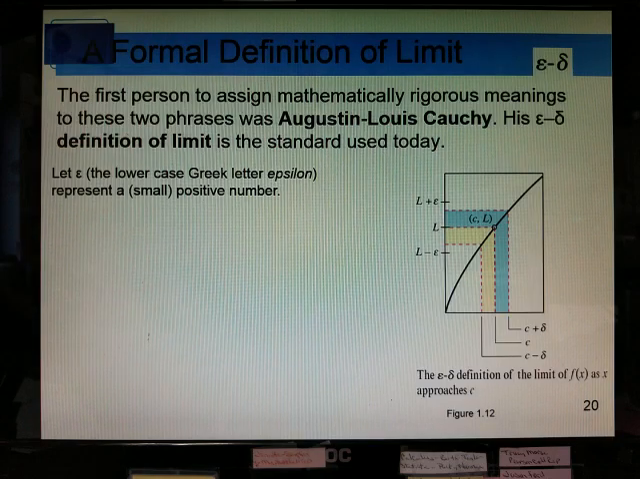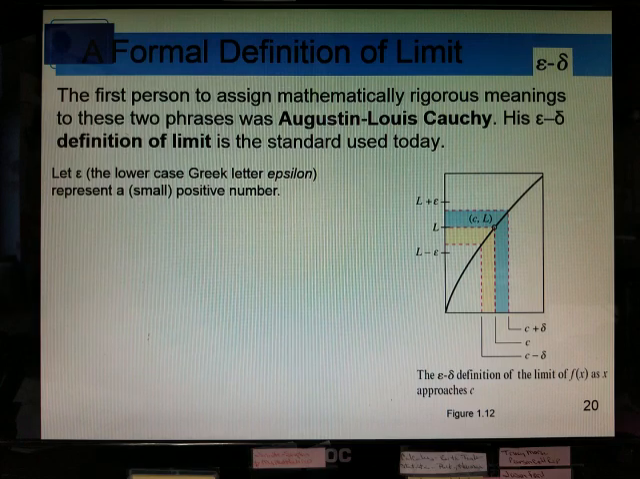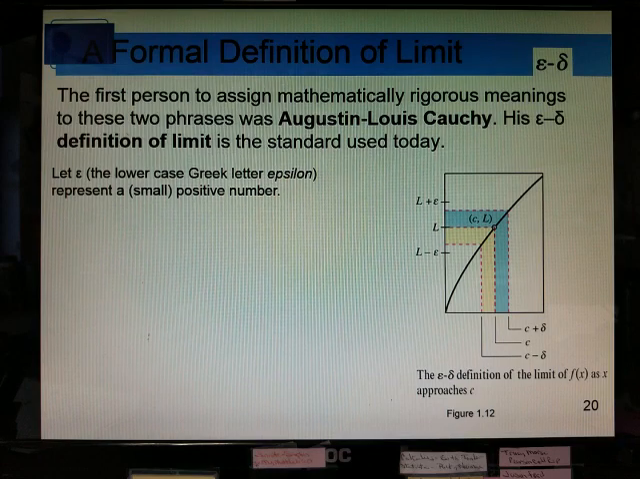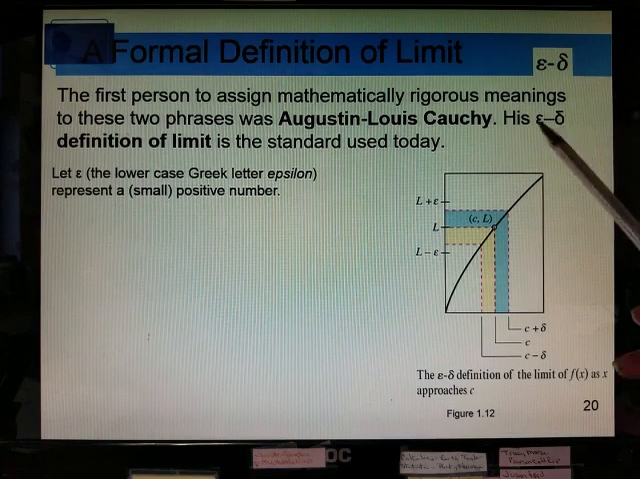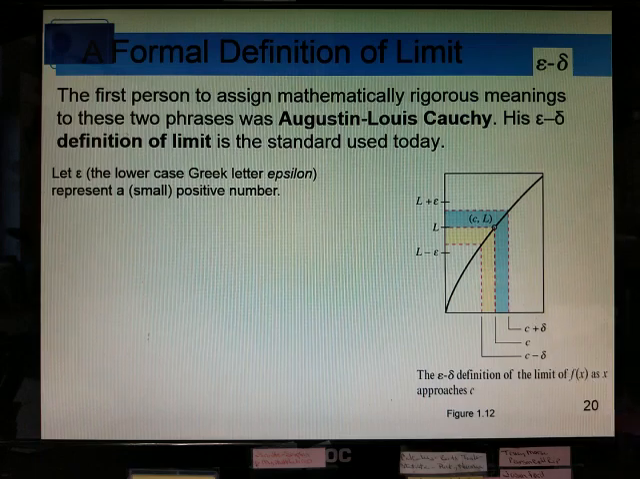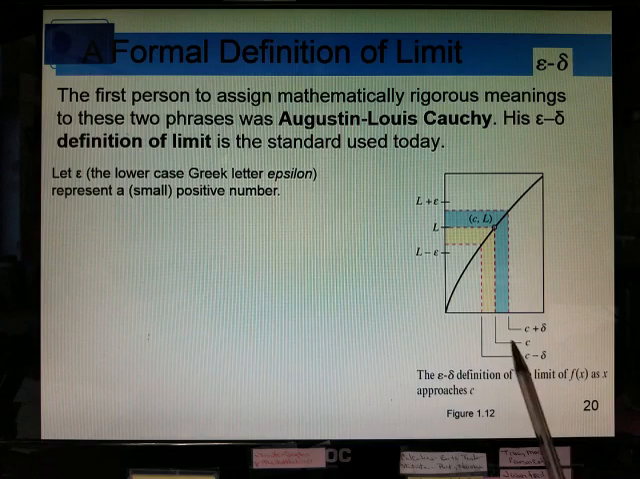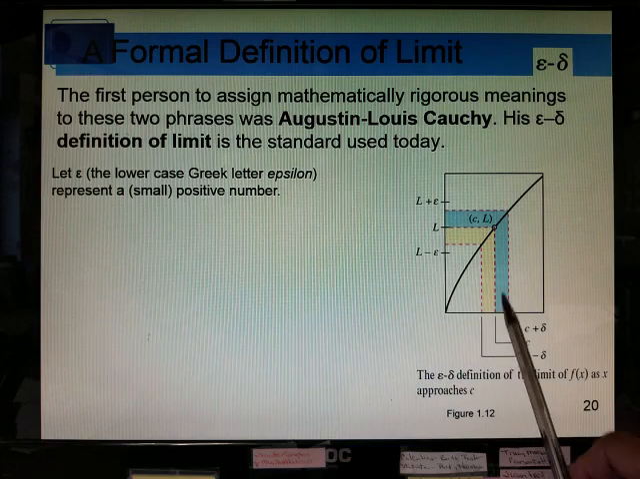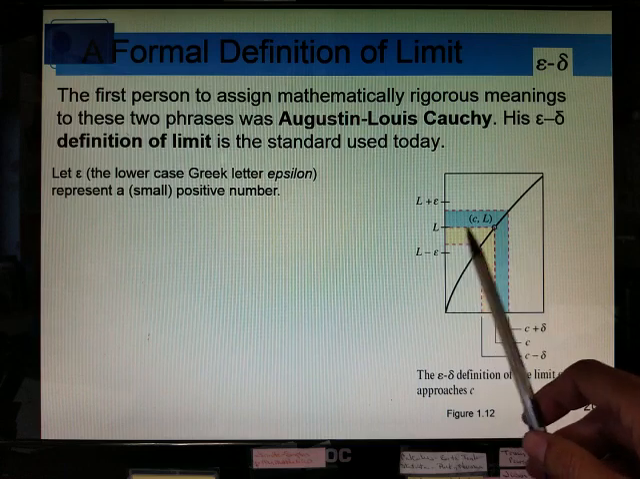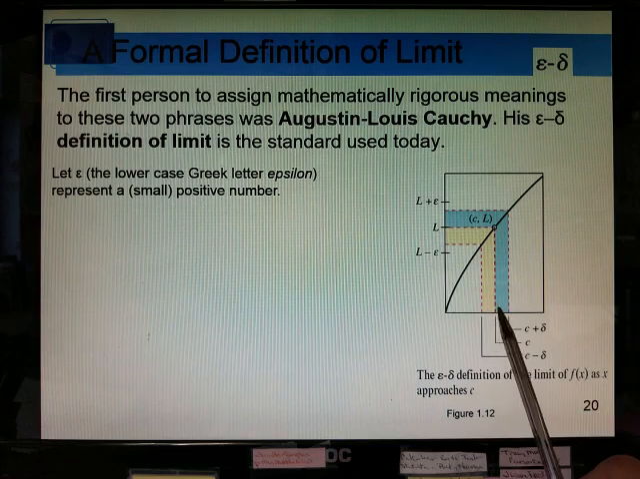So the formal definition of a limit. It says the first person to assign mathematically rigorous meanings to these two phrases was Augustin Louis Cauchy. His epsilon-delta definition of a limit is the standard used today. So basically what's happening here is we're saying this limit as x approaches c, we're going a little distance out from it, a delta. What is that y value getting really close to as this x value gets really close to c?